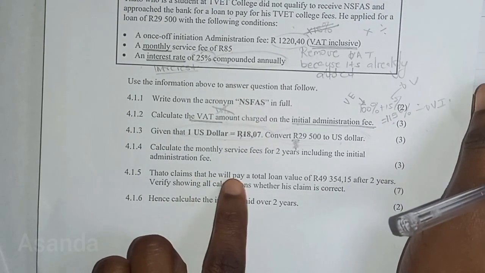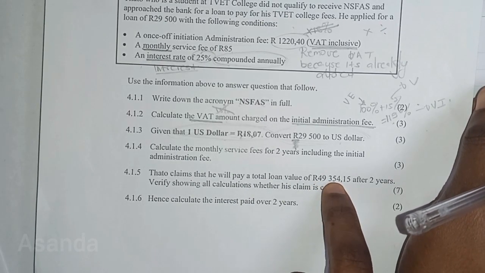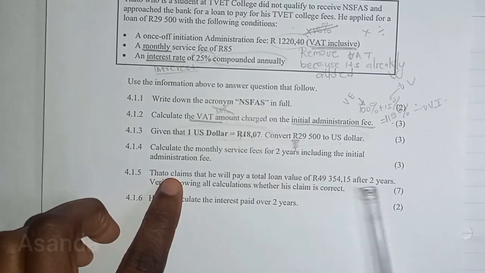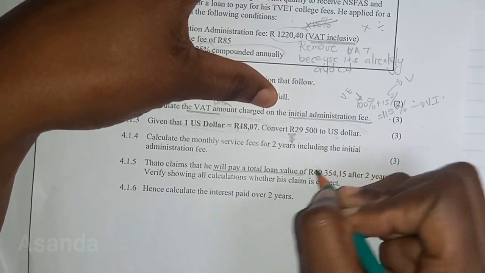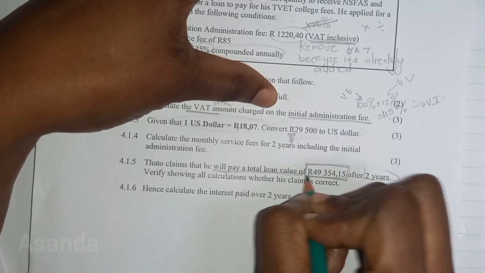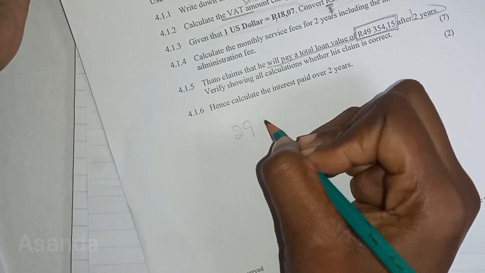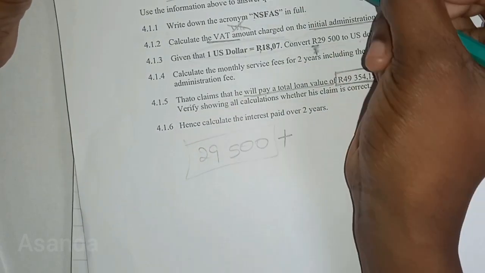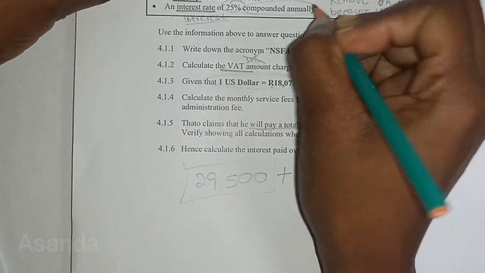Tato claims that he will pay a total loan value of 49,354 rands and 15 cents after 2 years. So verify, showing all the calculations, what he's claiming. He's saying in total, everything he's going to pay in the 2 years is going to total 49,000 rand. Now remember, he borrowed 29,500 and he has to pay this back. And then there's more to it, plus administration fees, plus the service fees, plus interest.